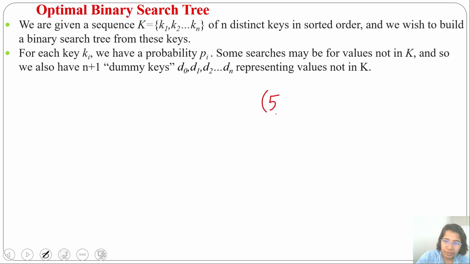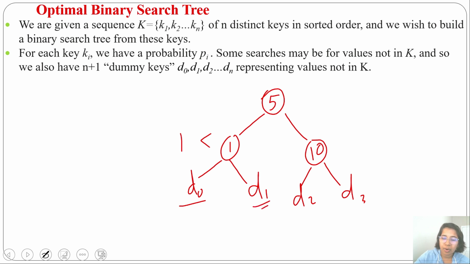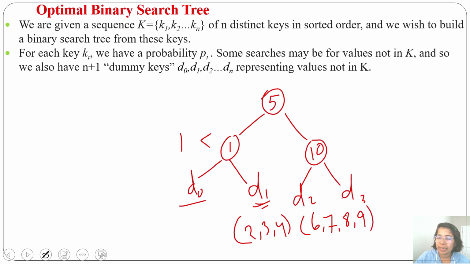Suppose we have a binary search tree with 5, its left child is 1, its right child is 10. These are the keys 1, 5 and 10. So we have D0, D1, D2 and D3. D0 is any value which is less than 1. Then D1 is 2, 3, 4. Suppose we are searching 2 or 3 or 4, that will be D1. Then D2 will be 6, 7, 8, 9. Then D3 will be any value greater than 10.